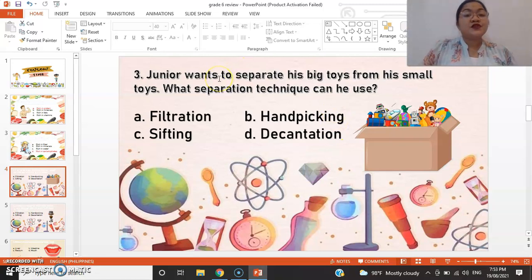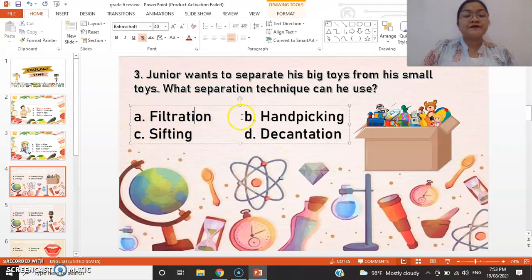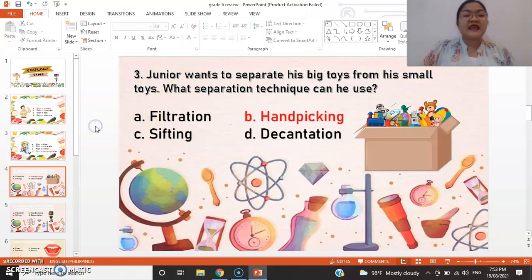Again, Junior wants to separate big toys from small toys. So what are you going to use? A, B, C, or D? What is your answer? 5, 4, 3, 2, 1. The answer is very good. The answer is letter B, hand picking.